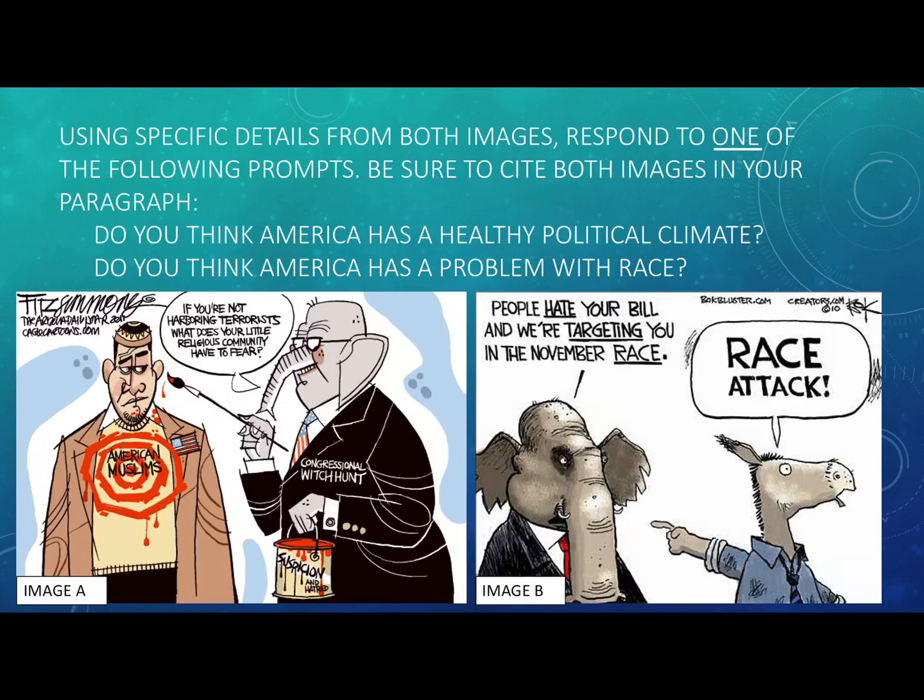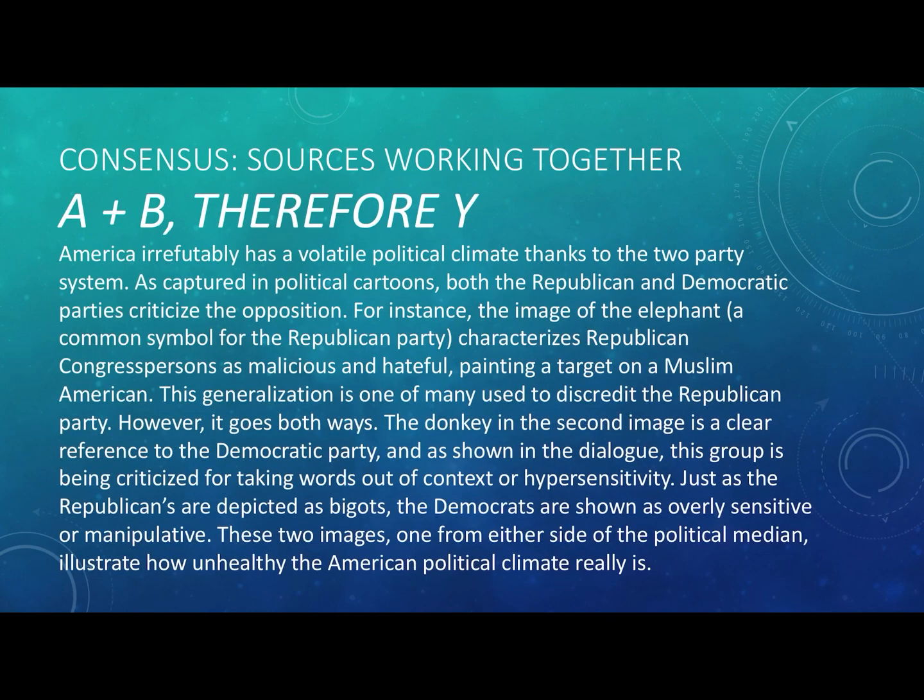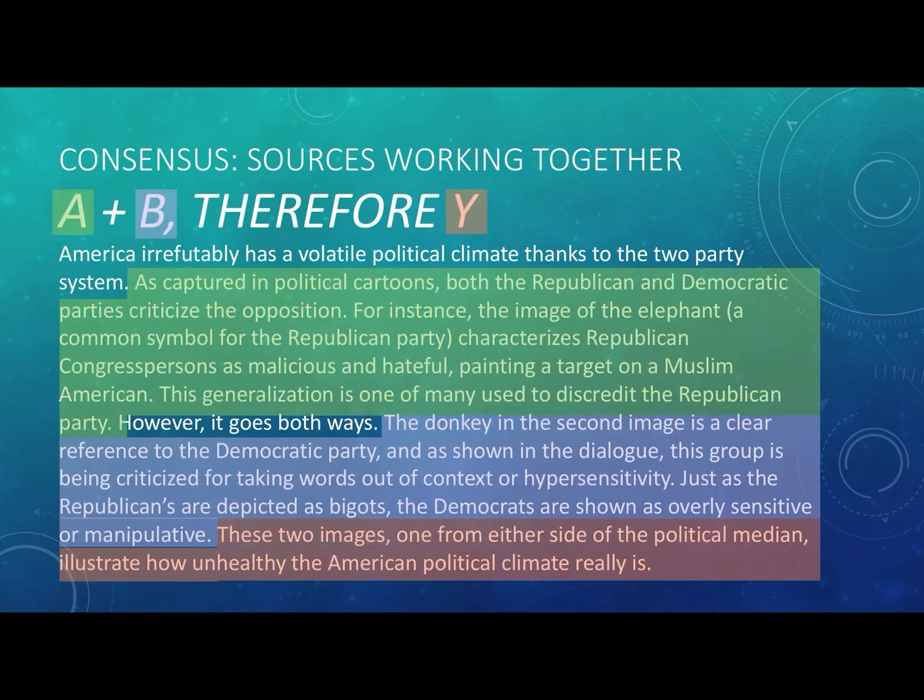So that's our two images that we're going to use. Like I said, we're going to start by talking about consensus, and I'm going to show you how together these images could work to make an argument, and then we're going to talk about how they can be used in opposition to one another. So here's our example for consensus, and at the top I have a formula for you. Anytime we're talking about consensus, it's as simple as A plus B, therefore Y. Source A, source B, therefore Y. This is the basic fundamental structure of a consensus argument. So let's look at that with color coding and look at the sample.